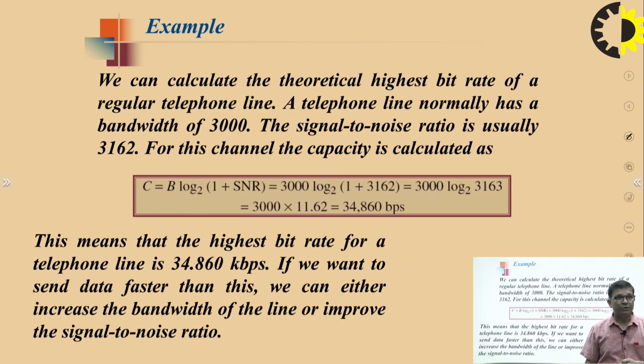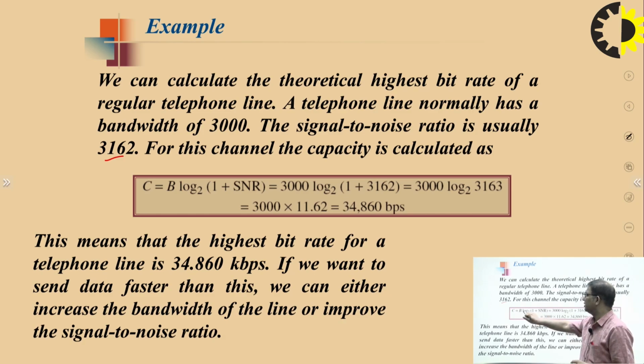So we can calculate the theoretical highest bit rate of a regular telephone line, if we are assuming that we are using a telephone line. A telephone line normally has a bandwidth of 3000. The signal to noise ratio is usually 3162. This is just an approximation, not exact. For this channel, we can calculate the capacity by using the Shannon formula.